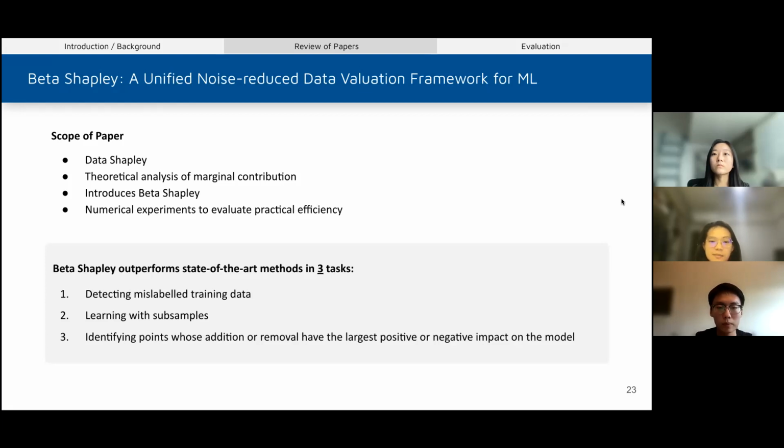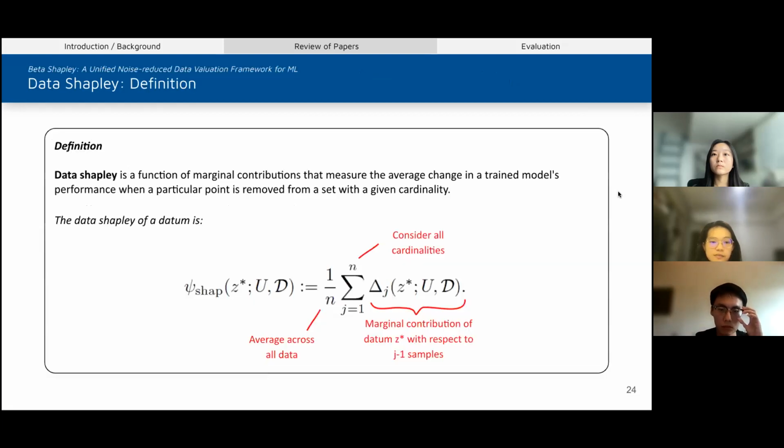The paper found that Beta Shapley outperforms state-of-the-art for those 3 experiments, which are detecting mislabeled training data, learning with subsamples, and identifying points that have the largest impact on the model. Data Shapley is a function of marginal contributions that measure the average change in trained models' performance when a particular point is removed from a set with a given cardinality.